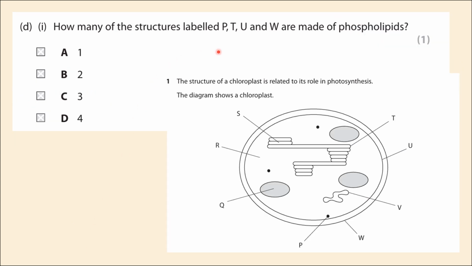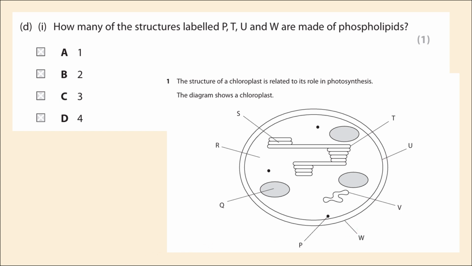The next question is quite easy. How many of these structures labeled P, T, U, and W are made of phospholipids? If you look at the diagram, P is a ribosome, T is the thylakoid membrane, U is the inner membrane, and W is the outer membrane. Therefore, 3 structures out of them are made of phospholipids.